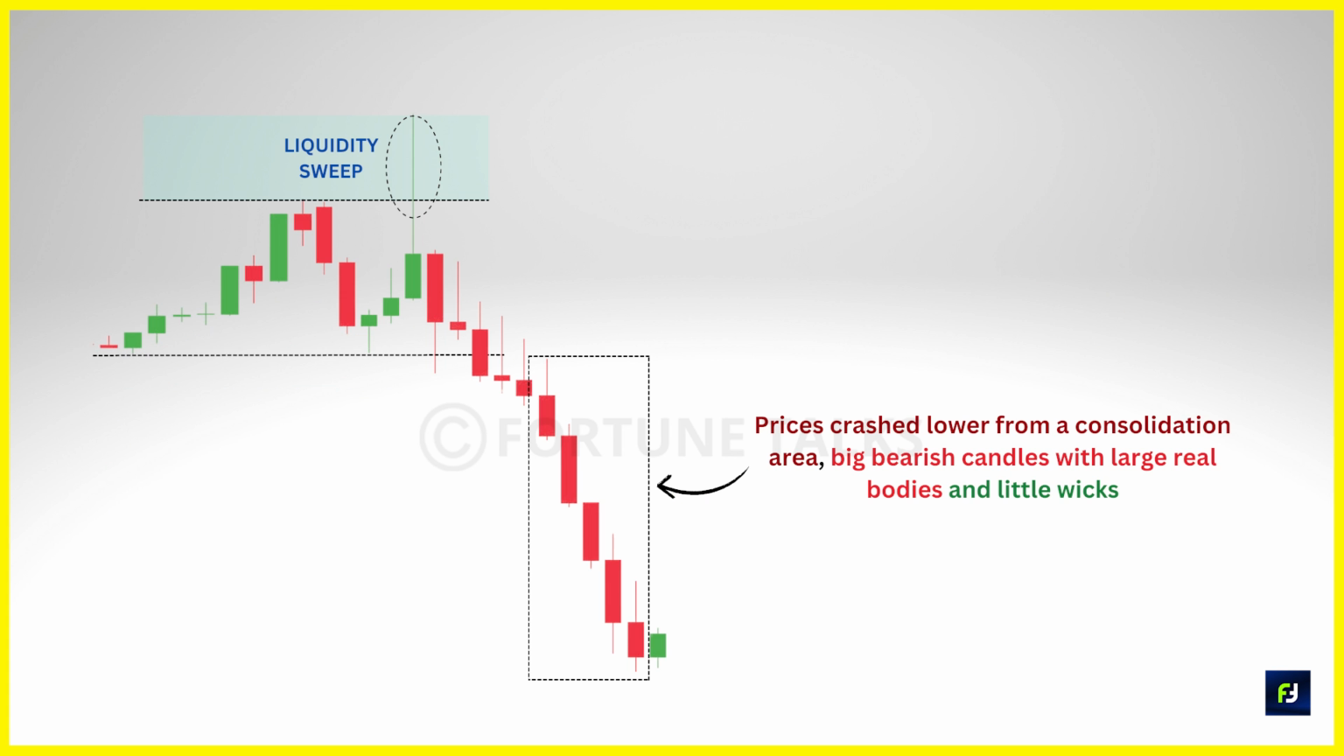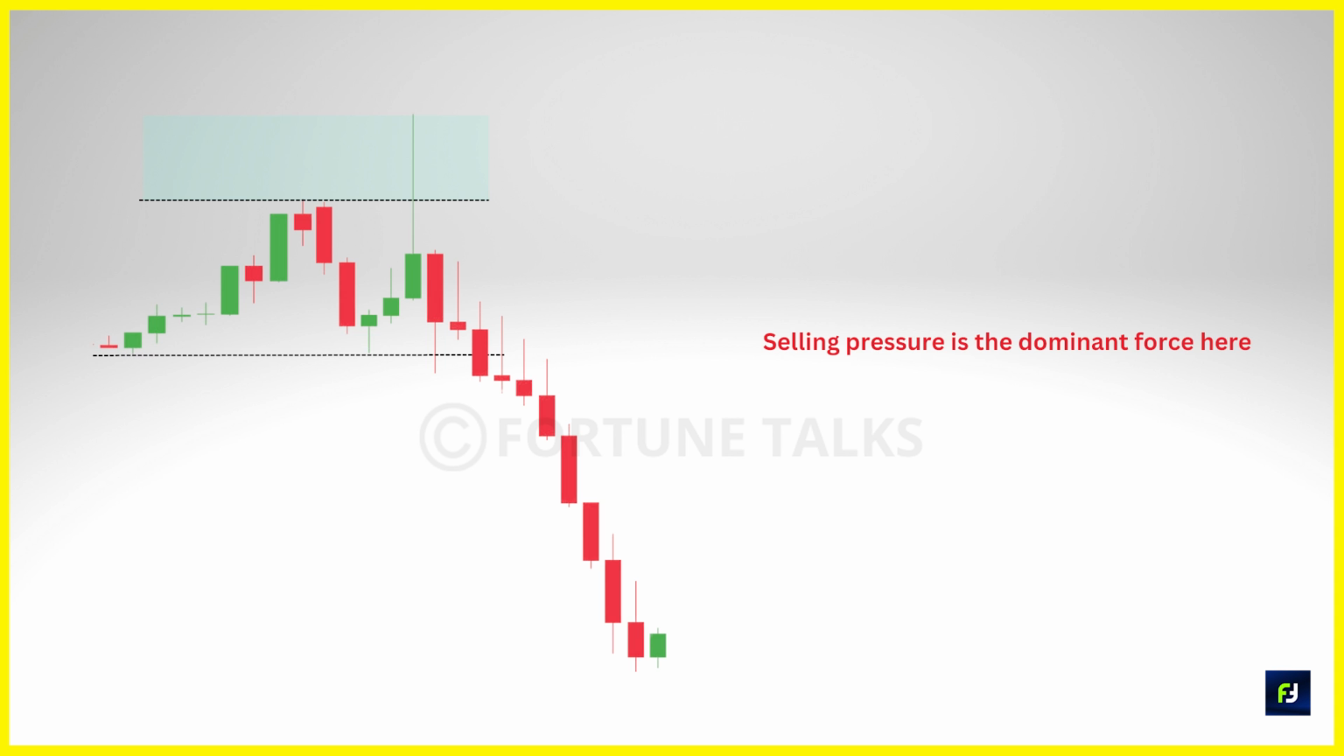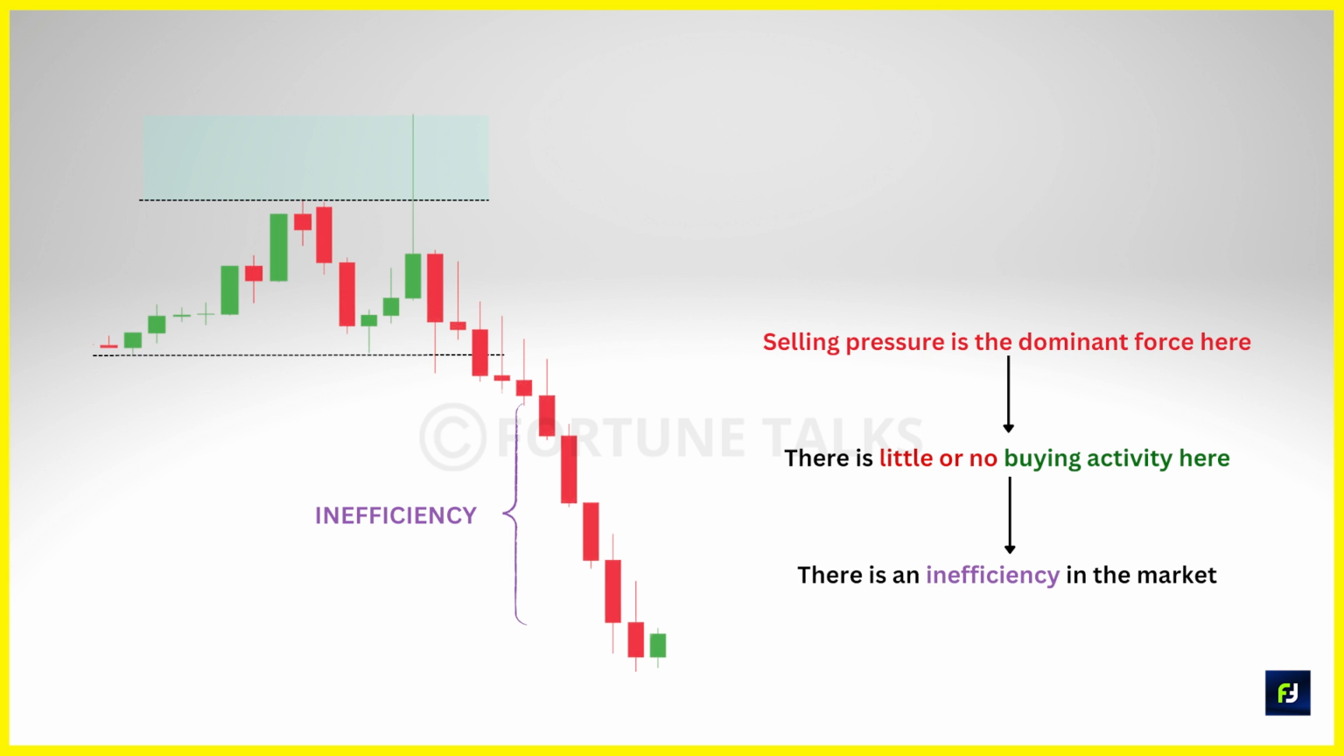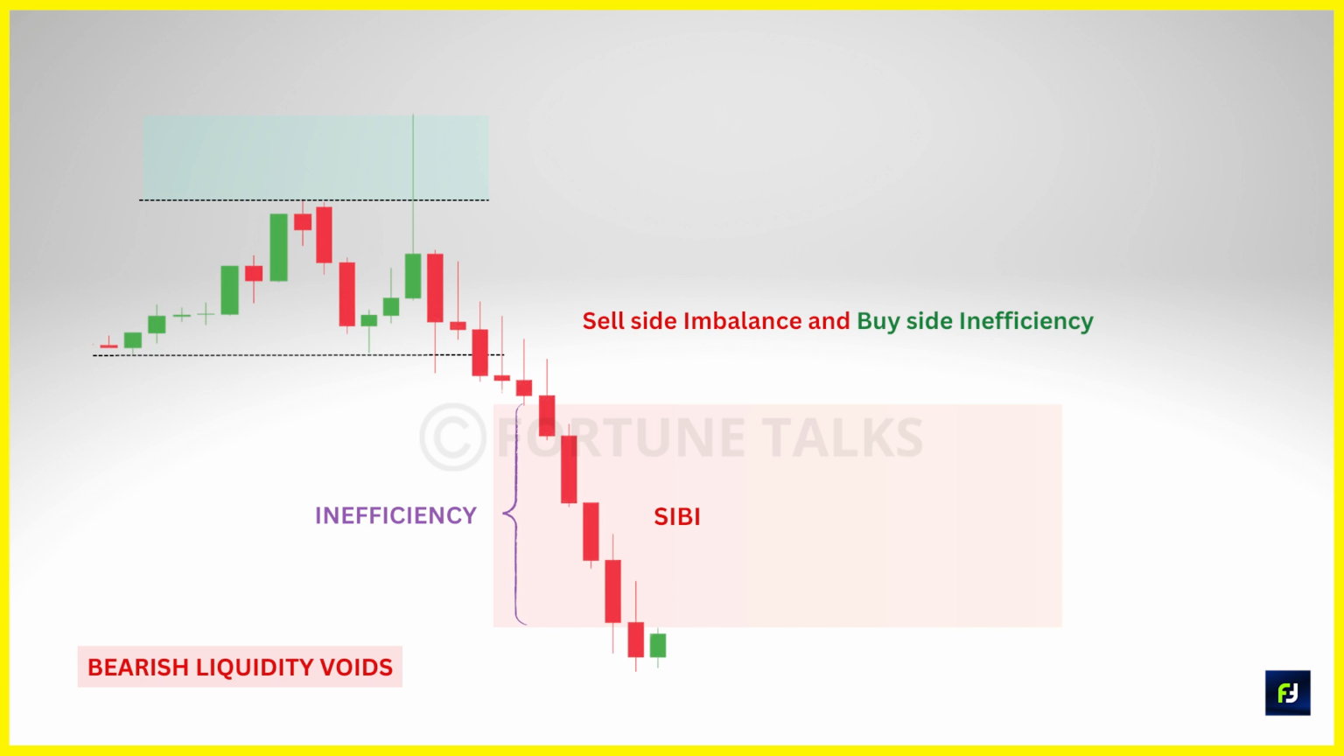Here, you can observe how prices crash down from a consolidation area. The price formed a group of big bearish candles with large real bodies and little wicks as it moved lower. Clearly, the selling pressure is the dominant force here. There was literally no buying activity here. This means there is an inefficiency in the market. This is a typical case of sell-side imbalance and buy-side inefficiency, or in short, CB.